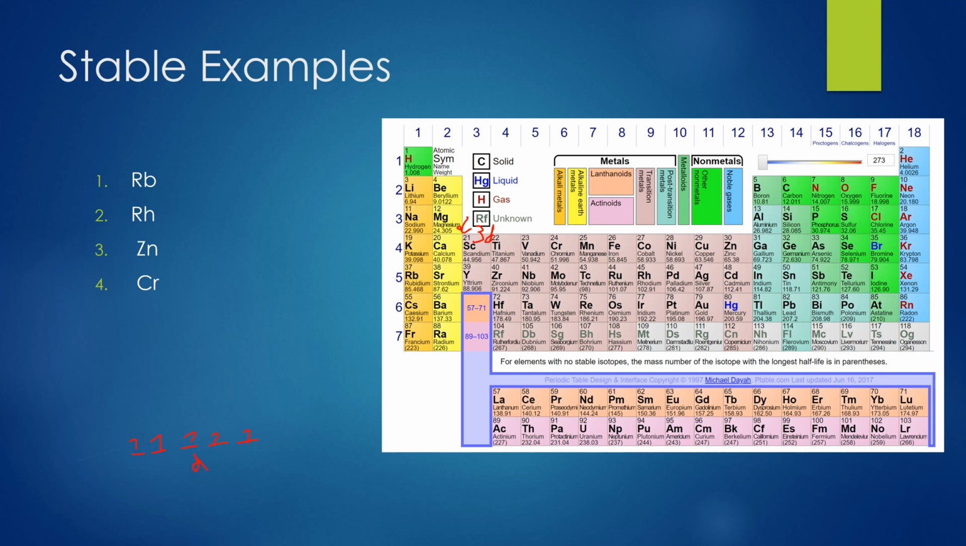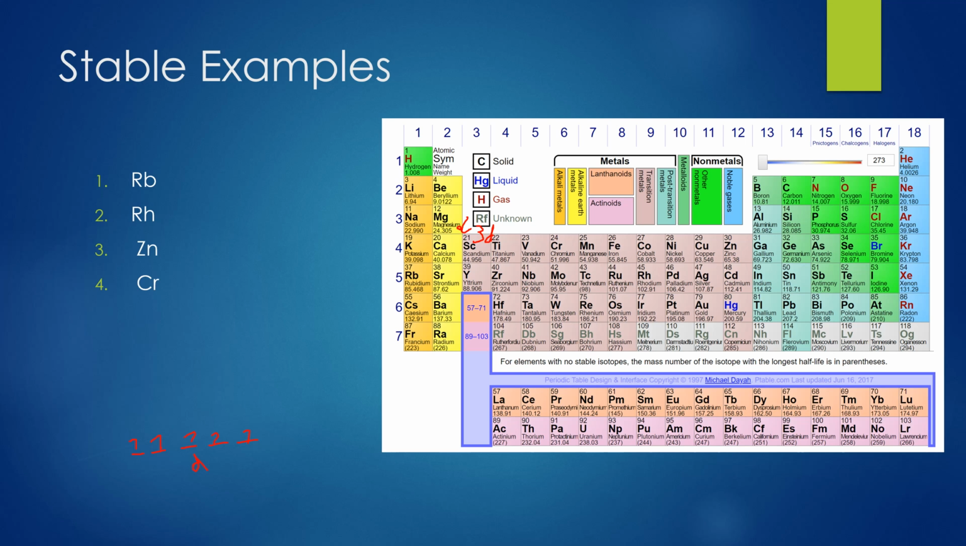Zinc is the last element in the 3d subshell. So, using noble gas configuration to save time, we can start with argon and then do 4s2, 3d10. Alright? Now let's do chromium. So chromium, as you can see, is the fourth element in the 3d subshell. So using noble gas configuration, we should be able to do argon, 4s2, 3d4. But unfortunately, you cannot do that.